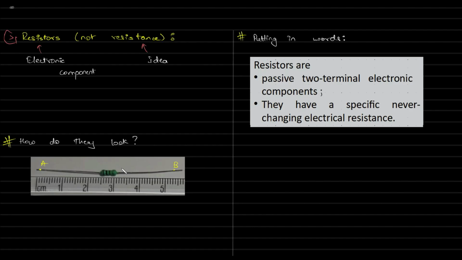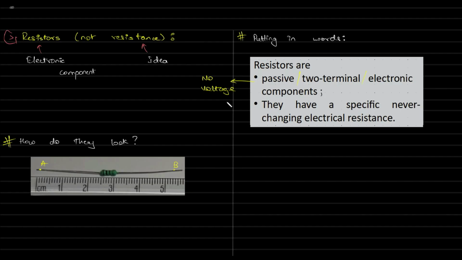Putting it in words, resistors are passive two-terminal electronic components. So you guys saw, two-terminal means two ends. That's not a big deal. Passive means there's no voltage produced by it. It does not provide any potential difference.